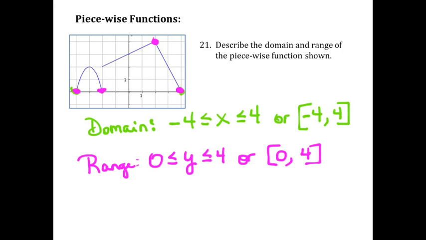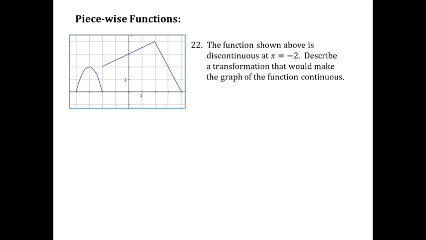All right, I believe we've got one more question here. Question number 22. In this question, it says the function shown to the left is discontinuous at negative 2. So that's pointing out right here, there's a break between those two graphs. It says describe a transformation that would make the graph of the function continuous. So we want to do something to one of the pieces of this graph so that the whole graph is continuous. And I have two choices.